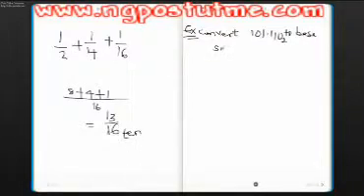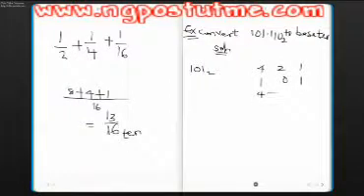Just like the first one, you are going to separate this into two parts. The one before the decimal is 101 base 2. Convert it normally: 1, 2, 4. That is 4 plus 0 plus 1, which gives us 5. Then the one after the decimal.